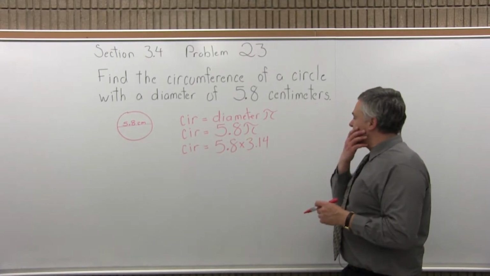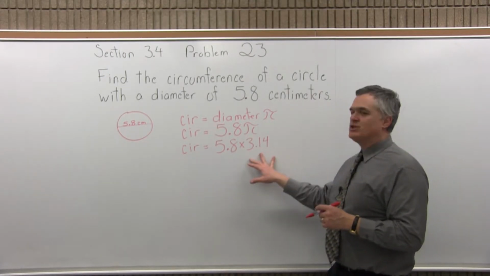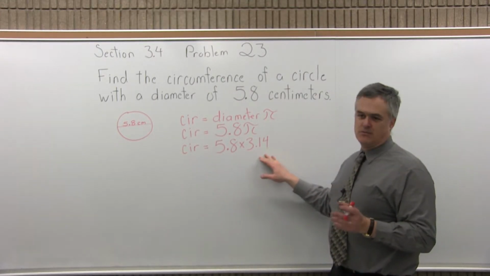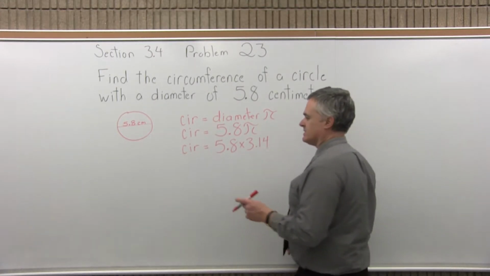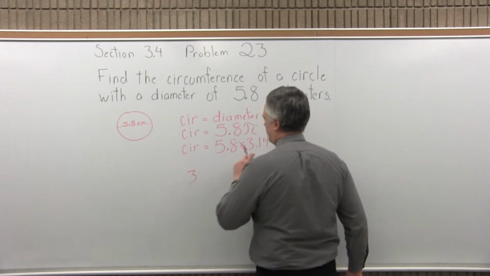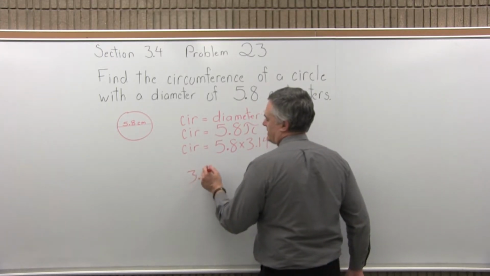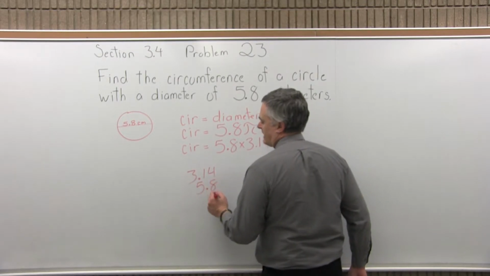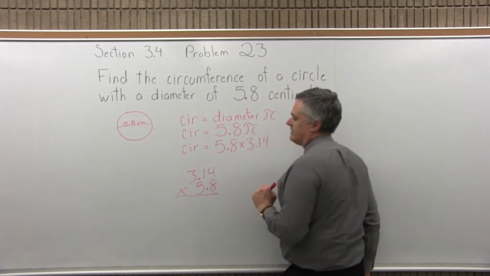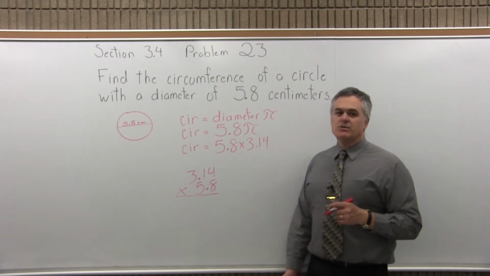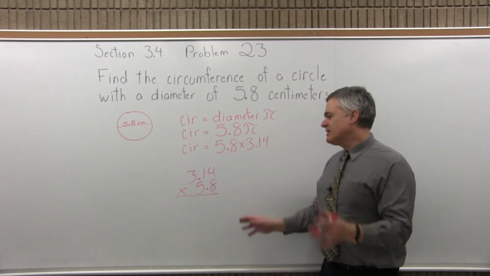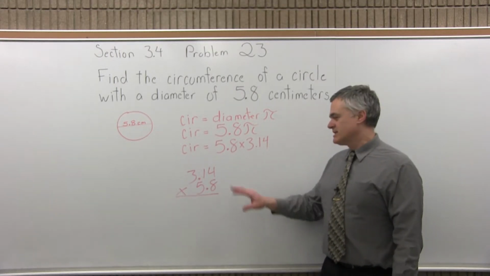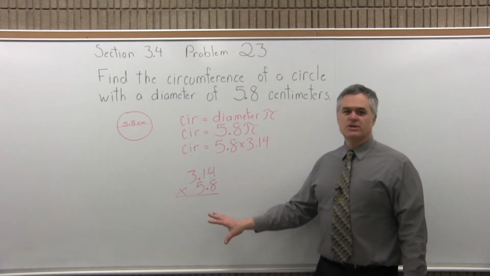Now, to do this multiplication, I find it easier to write it in a vertical format. If you have a calculator, of course, you can just enter it right across like this. But I'll write it this way. I'll put the one with more digits as the top number. Underneath, 5.8, multiply. To do that multiplication, initially just forget the decimals. 314 times 58. Do that multiplication just as if they're all whole numbers, then put the decimals back in your answer.